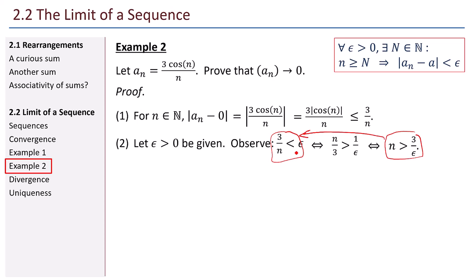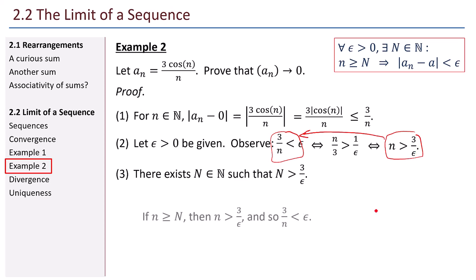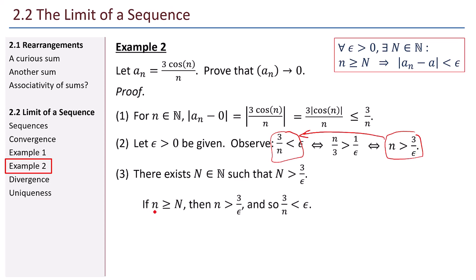Let's introduce the big N. That's step 3. There exists a big N, that's a natural number, such that big N is greater than 3 over epsilon. That's the 3 over epsilon I ended up with in step 2. And if a little n happens to be bigger than or equal to big N, then little n is greater than 3 over epsilon. And so, by step 2, the backwards implication up above tells us 3 over n is less than epsilon.